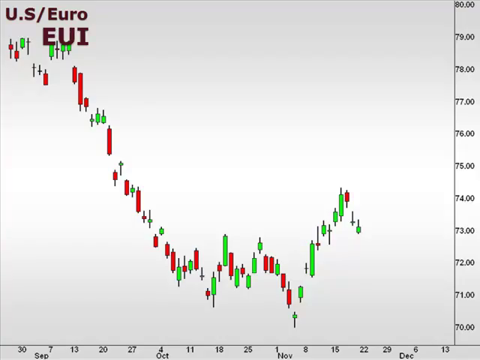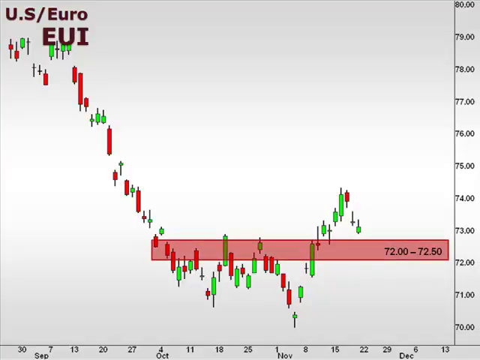Let's take a look at the EUI, the US versus the Euro. Well, the EUI rallied early in the week but closed Friday's session back down at 73. We may see a test of support within our 72, 72.5 focal zone. However, support at this level should yield a move towards 75.